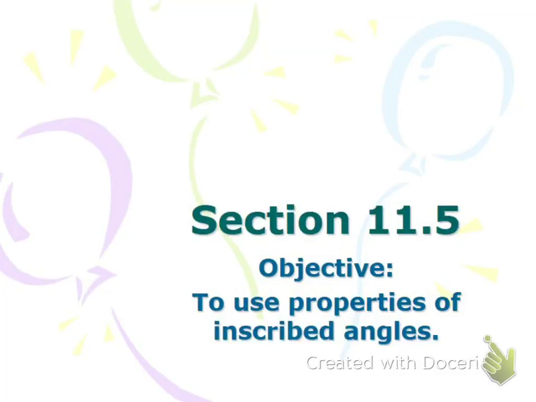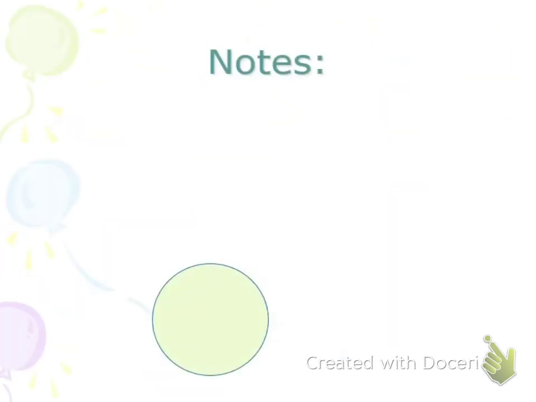Section 11.5. We are getting close to the end of this chapter. We've got one more section after this one. Section 11.5 covers properties of inscribed angles. So let's talk about what that means.